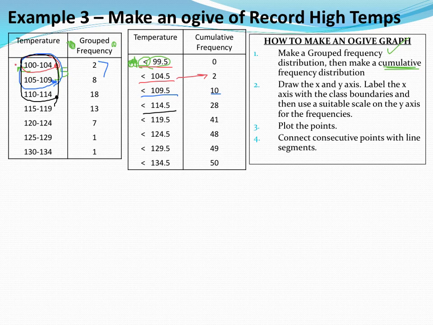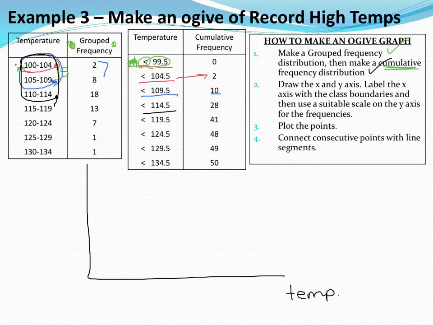So hopefully by now you've gotten cumulative frequency distribution. So check, we've got that checked off. Now we're going to draw the x and the y-axis, which is what we've been doing. And then label the x-axis with the class boundaries. We've done that before. So here's my temperature down here.